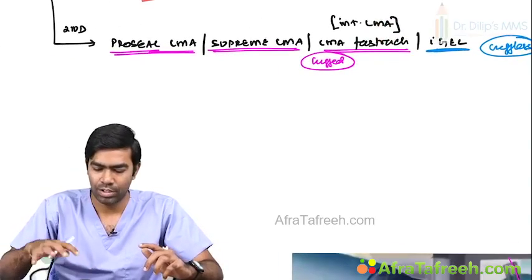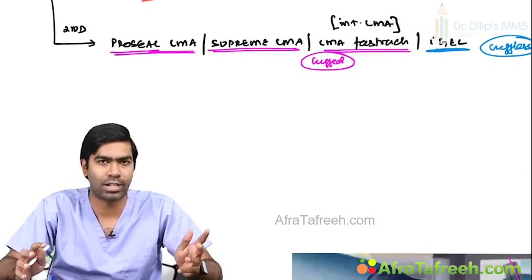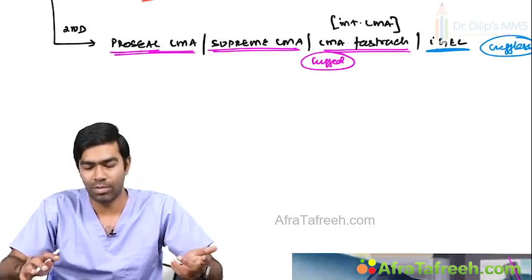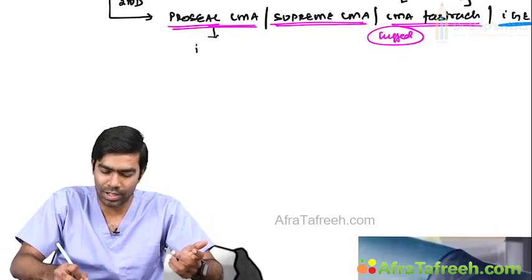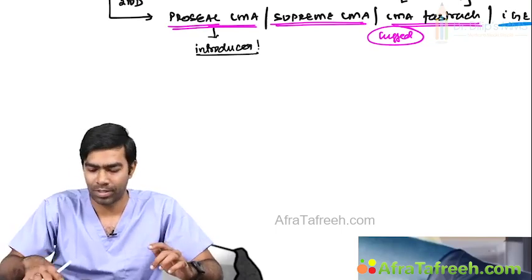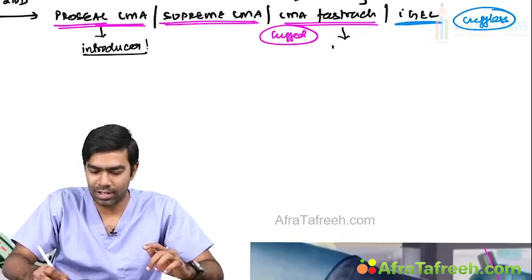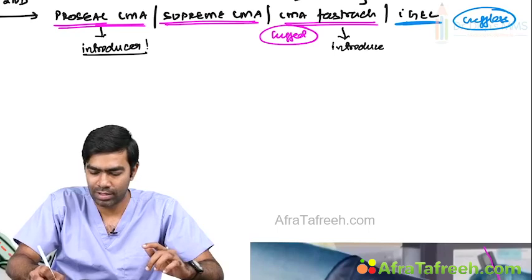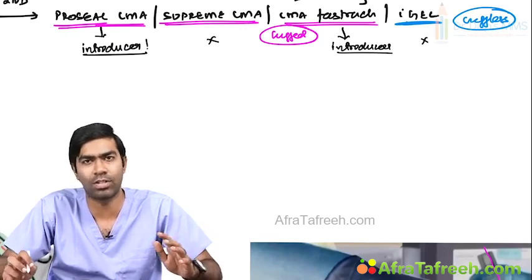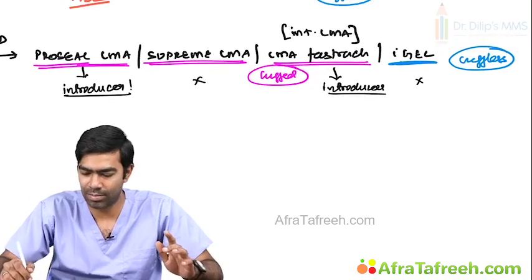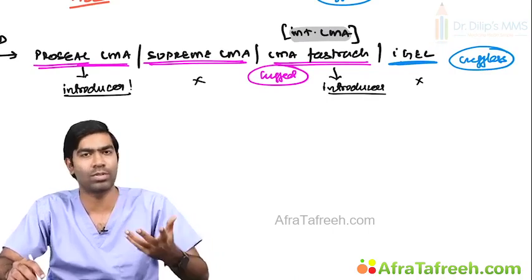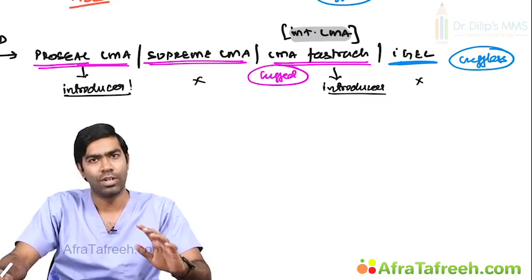Clear? So what are the differences between them? Why do you need these different devices? Insertion of the LMA was a problem. That is why the ProSeal LMA came with an introducer. The LMA fast track will also have an introducer, whereas the Supreme LMA and iGel LMA don't come with an introducer. Let me show what an introducer is in the first place. And the fast track LMA, the intubating LMA, is specially designed for intubating purposes. Even though it can be used as an LMA also, it's specially designed for intubating purposes only.